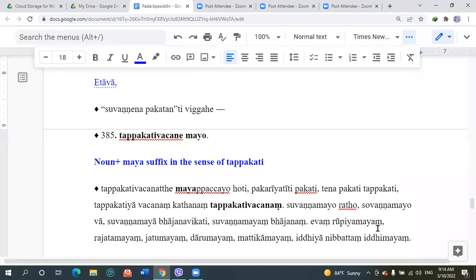The question I have is this. Suvanamayo, masculine, referring to ratha, masculine. So our Vikha is Suvanena Pakatam. How is Pakatam neuter gender? Why not Suvanamaya? If ratha is referred to, why not Suvanena Pakato? This question arises.